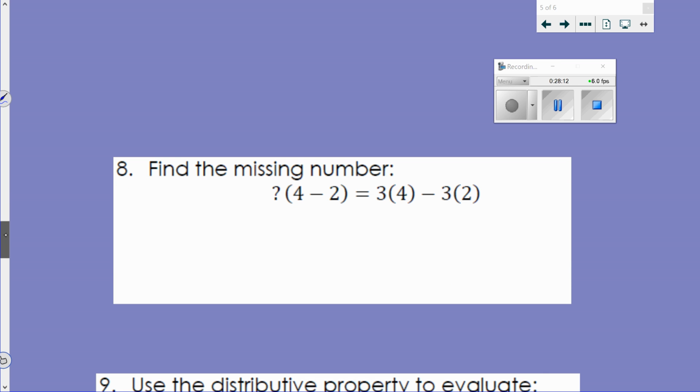Should be another quick one. Make sure you have it written down first. Anna? 3. Good job. That's the number being multiplied by each of the pieces.